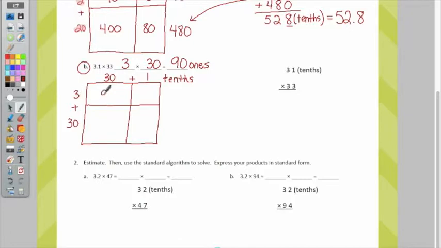So 3 times 3, 9. 3 times 1, 3. What's 90 plus 3? 93. Think this is going to be 930? Yeah. 3 times 3 is 9. Add how many zeros? 2. 3 times 1, or 30 times 1, 30. So 900 plus 30, 930. Okay. All right. Now for the standard algorithm. Check your partial products as you go along.